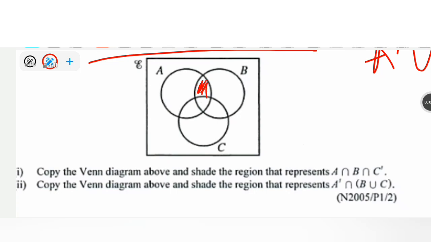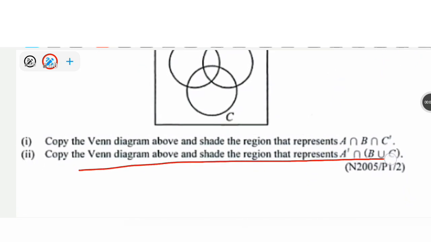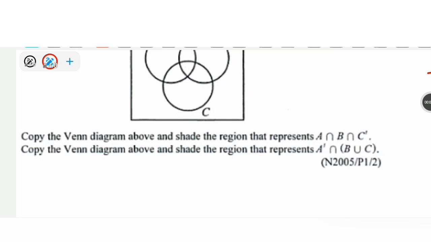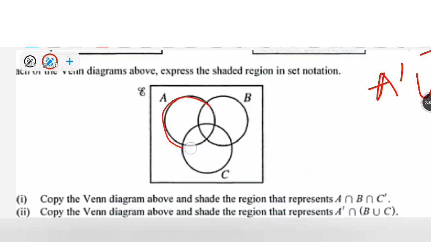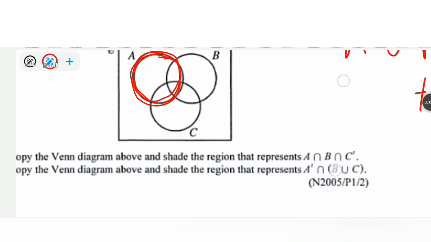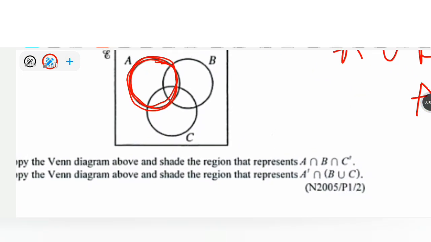Okay, I hope you get it. Then for the next one, you have to copy the Venn diagram and represent A prime intersection B union C. This is A prime here, and this is A; you are cutting this part out. Since this part is cut out, A is not involved. But B union C is everything from B to C. You cannot shade into this part, because it will involve A. A should not be involved. So the answer will look like this.